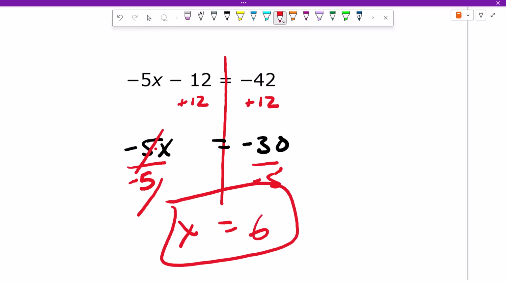You can do it both ways. Whatever you find easier. You should know both strategies. Okay? That's it. So, the rest of the class.